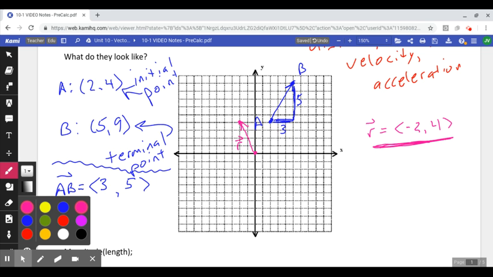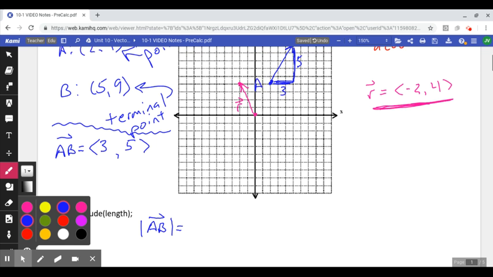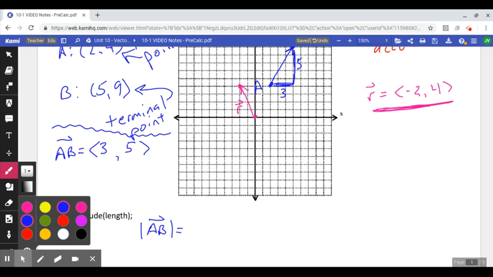So I'm going to clue you in right here to vector AB. If we wanted to find the magnitude of vector AB, let's write that down here. We're going to do that with what look like absolute value bars, but when we write the vector notation inside, it means magnitude or length. And so what we're going to do here is just use the Pythagorean theorem.